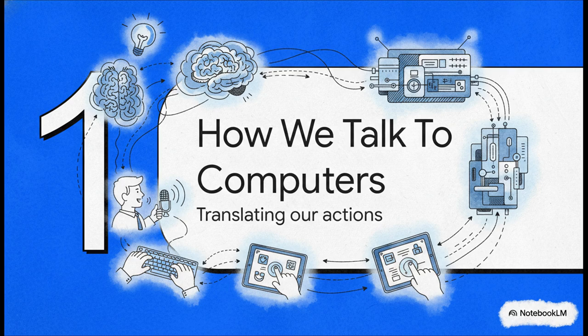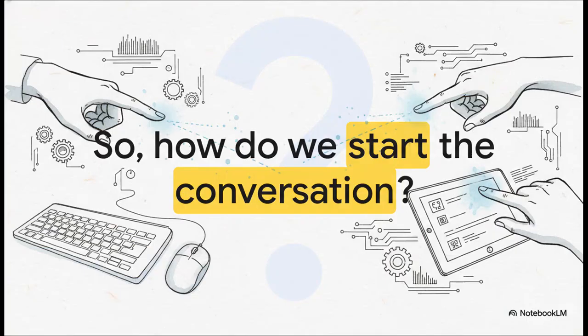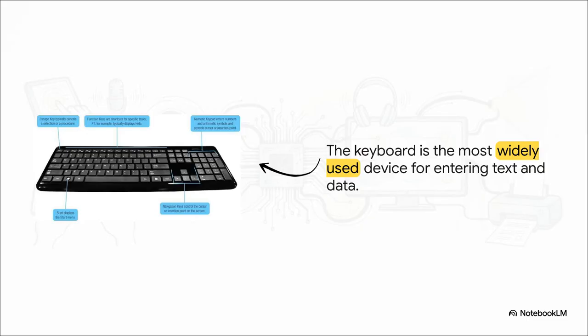Input. How do we get an idea out of our head and turn it into a language that a machine can actually understand? So, how do we kick things off? Well, for most of us, the answer is, quite literally, right at our fingertips. We usually start talking with our hands. The keyboard is, for sure, our main voice for text. It's the most direct way we have to just spell things out.